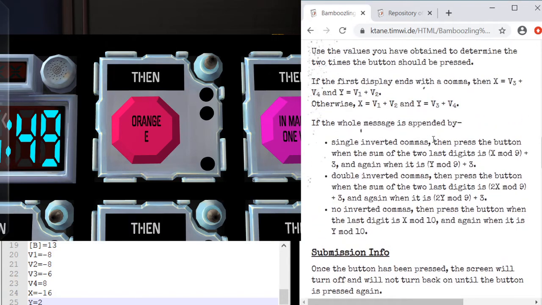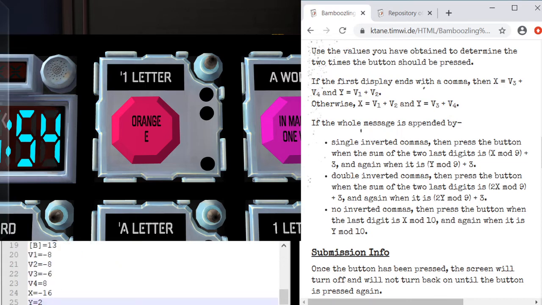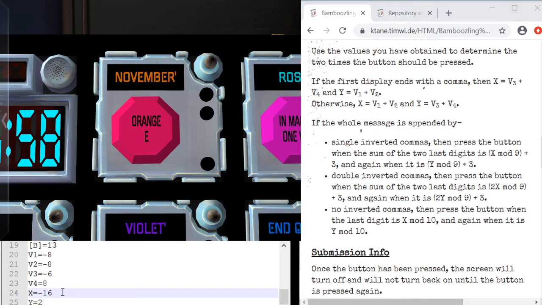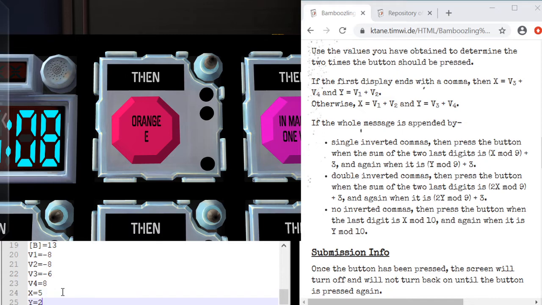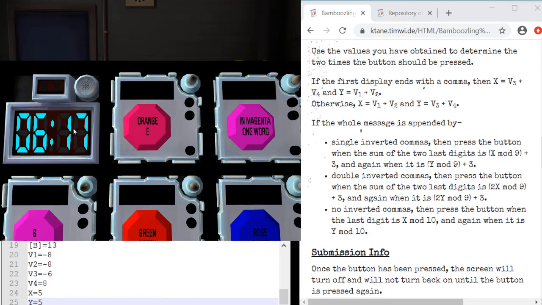Now, the whole message is appended by single inverted commas. In this case, it is. Then you have to press the button when the sum of the last two digits is X mod 9. -16 mod 9 is 2, plus 3, which is 5. And again, when it's Y mod 9, 2 mod 9 is just 2, plus 3. So, again, 5. So, you press this button when these two digits added together equals 5 for the first press, and again for the second press.